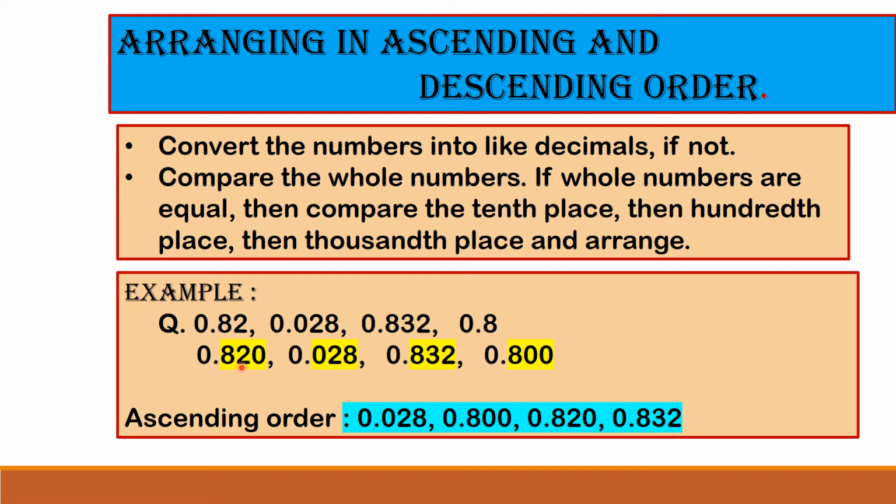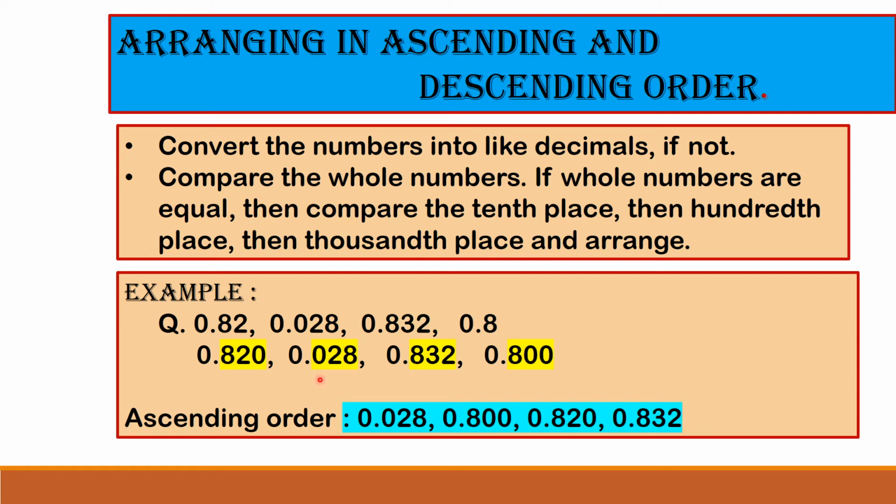So 0.820. This already has three decimal places, so you will write it as it is, 0.028. This also has three decimal places, so you will write it as it is, 0.832. Now this has one decimal place, so you will put two zeros to the extreme right. So it will become 0.800. Now you start comparing. You can see here the whole number part is all 0, so you cannot compare. Now go to the tenths place, that is just after the decimal.